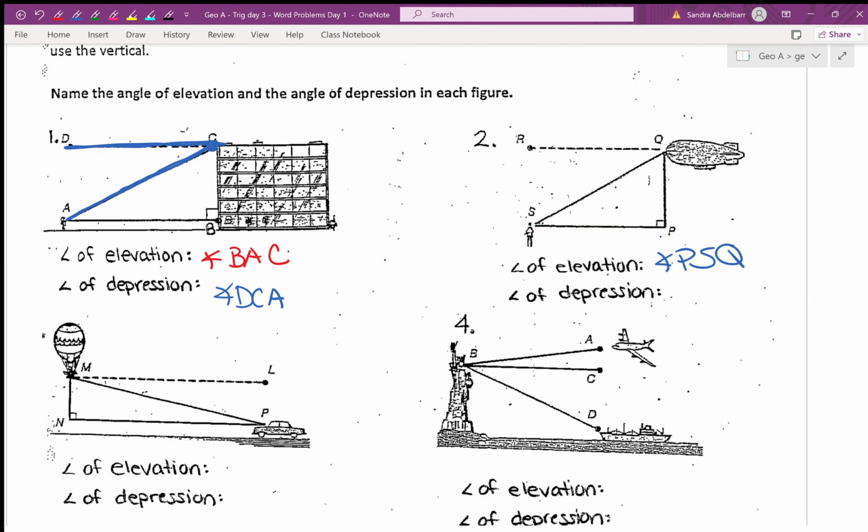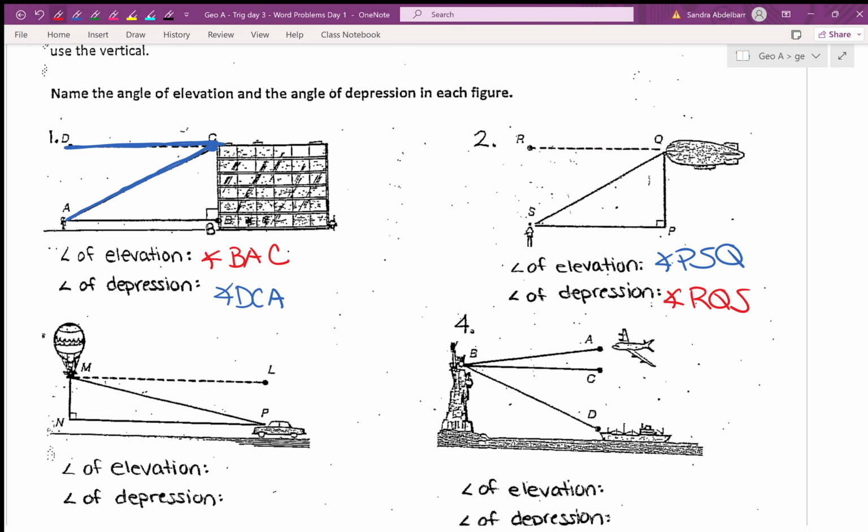Somebody new. RQS. You got it. Angle RQS is our angle of depression. What's going on here? Somebody from the plane is looking down at the person. That is our angle of depression.